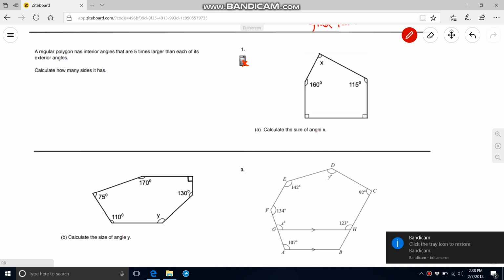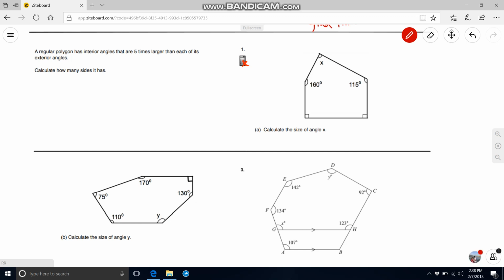Hello students, come back to the same chapter. Here, a regular polygon has interior angles that are 5 times larger than each of its exterior angles. A regular polygon, it is having interior angles 5 times larger than exterior angle. How many sides? They didn't say the name of the figure or how many sides there are. Only the clue is given, interior and exterior.